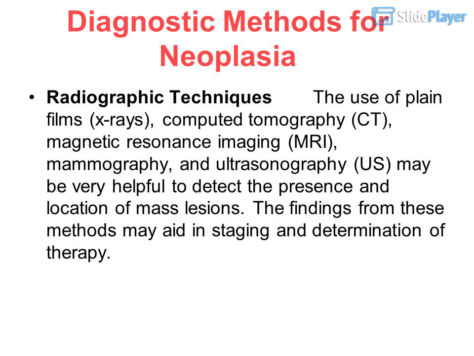6. Diagnostic methods for neoplasia. Radiographic techniques: the use of plain films, X-rays, computed tomography, CT, magnetic resonance imaging, MRI, mammography, and ultrasonography, US, may be very helpful to detect the presence and location of mass lesions. The findings from these methods may aid in staging and determination of therapy.